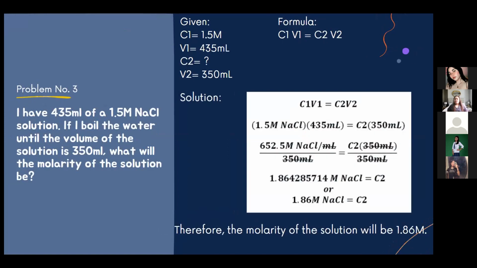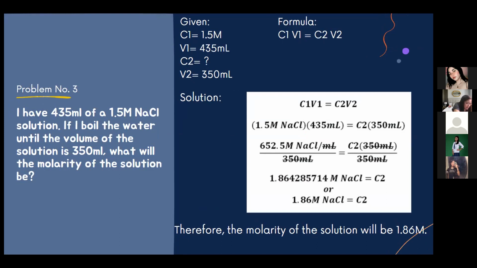So problem number 3, I have 435 ml of a 1.5 M sodium chloride solution. If I boil the water until the volume of the solution is 350 ml, what will the molarity of the solution be? So the molarity is being asked. The given is C1 is equal to 1.5 M, V1 is equal to 435 ml, and C2 is missing. V2 is equal to 350 ml.